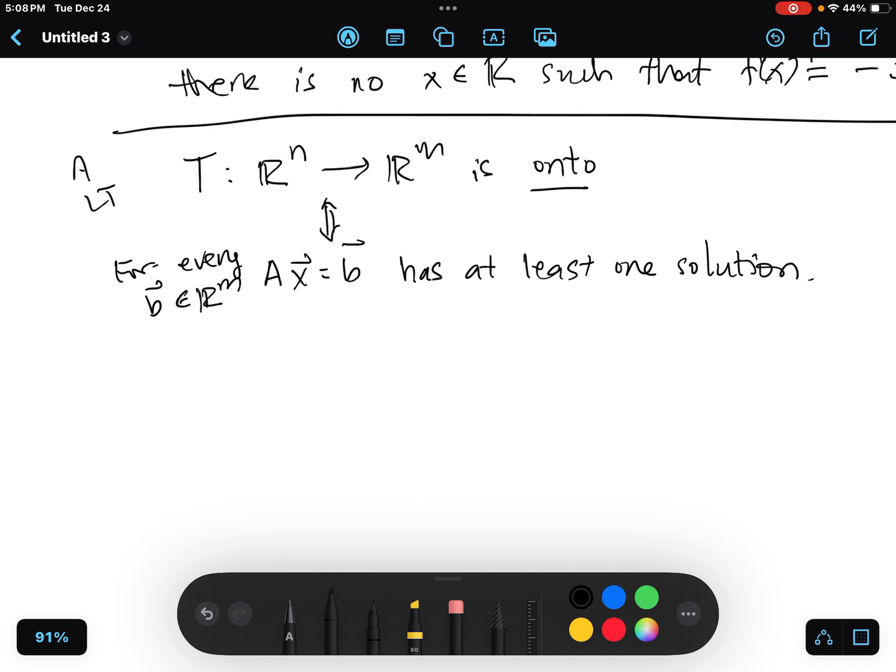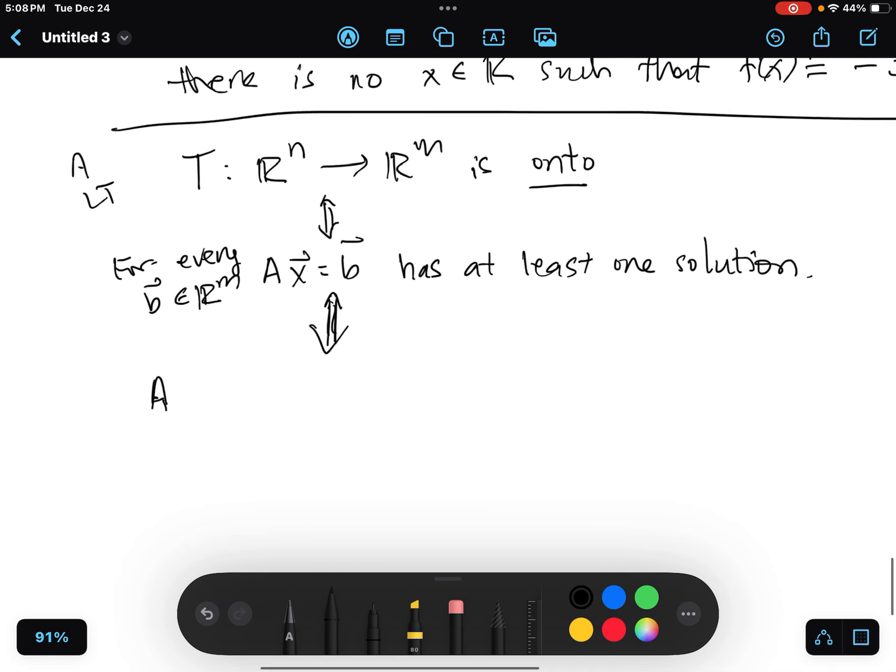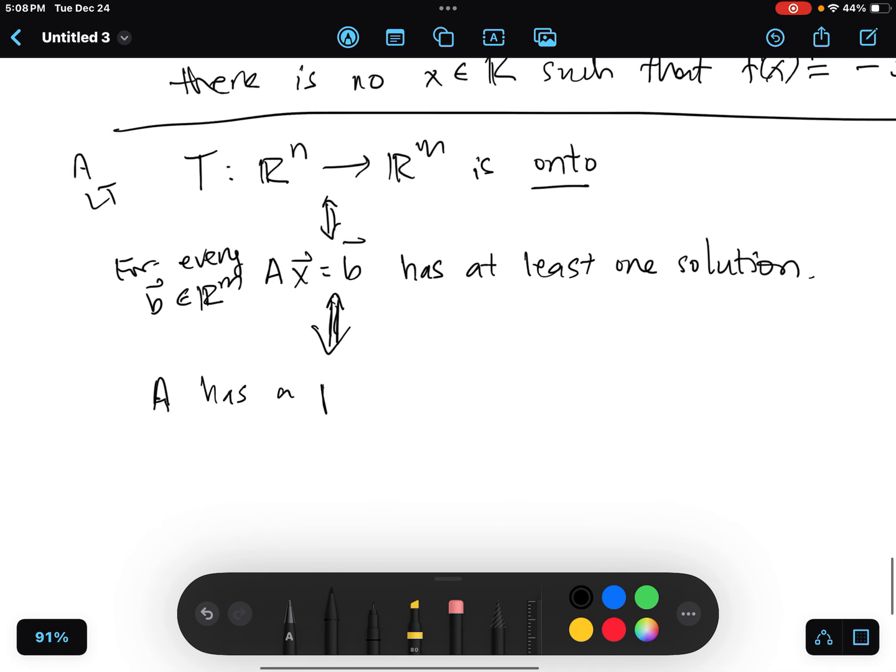And do you remember what it means for AX equals B to be always consistent? What has to happen with the pivots? There has to be a pivot in every row. A, or maybe more precisely, the echelon form has a pivot in every row. Or we could say that A has a pivot position in every row. Because this is the same as saying that the echelon form of A has no zero rows.